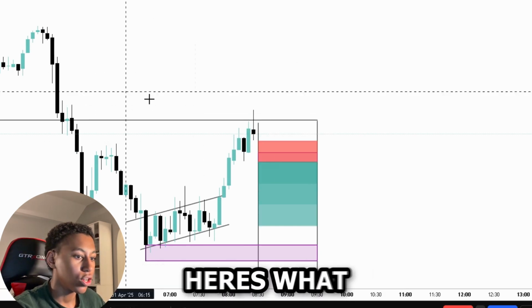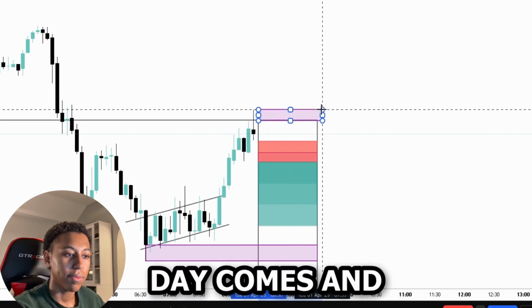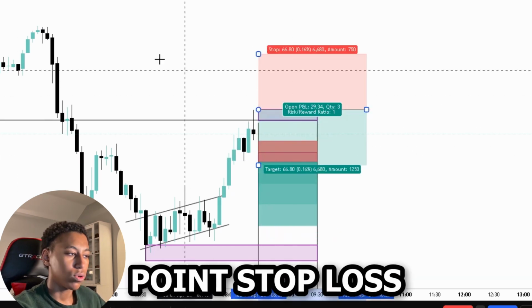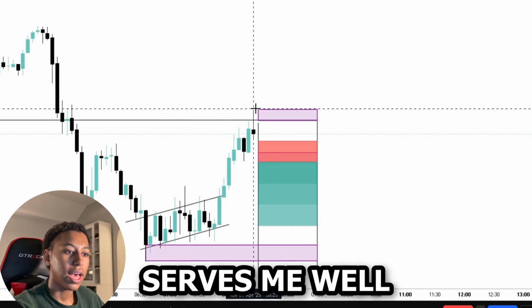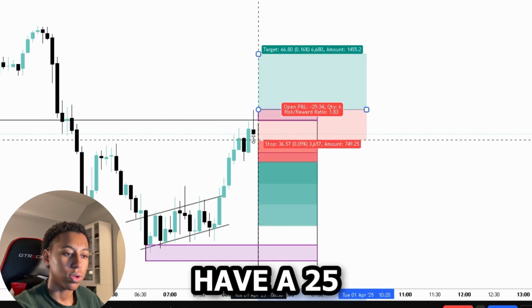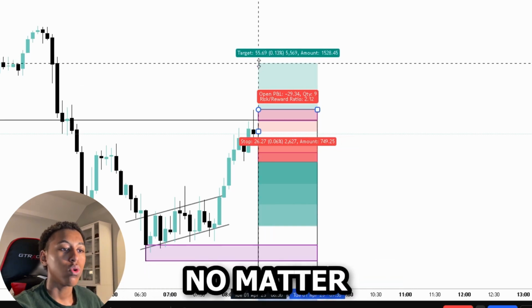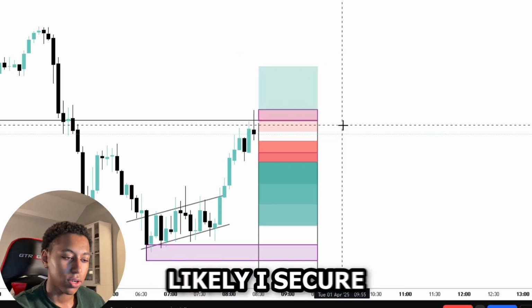When I'm looking at this, here's what I see. If price action on the day comes and sweeps up at this zone, I'm going to get in for that buy position. I like to have a 25-point stop loss. It always really serves me well. I'm going to get in here. Boom. I'm going to have a 25-point stop loss. And again, the average breakdown in US 30 has been really high. So I know no matter what, it's going to be very likely I secure that 1 to 2.